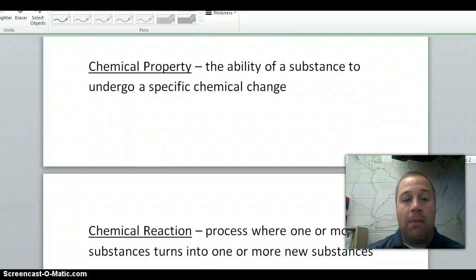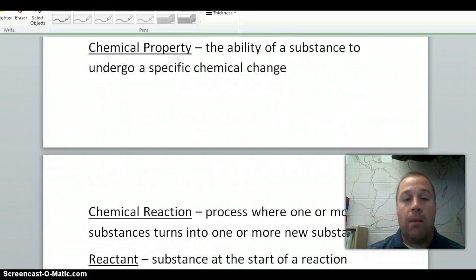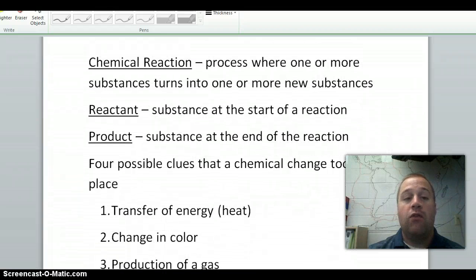Down here now we're moving to chemical properties. A chemical property is the ability to undergo a specific chemical change, meaning a specific chemical reaction. So a chemical property is something like, if I add acid, will it react? If I set it on fire, will it burn? So anything that's going to change the substance. If I add oxygen, will it oxidize, or rust in the case of iron?